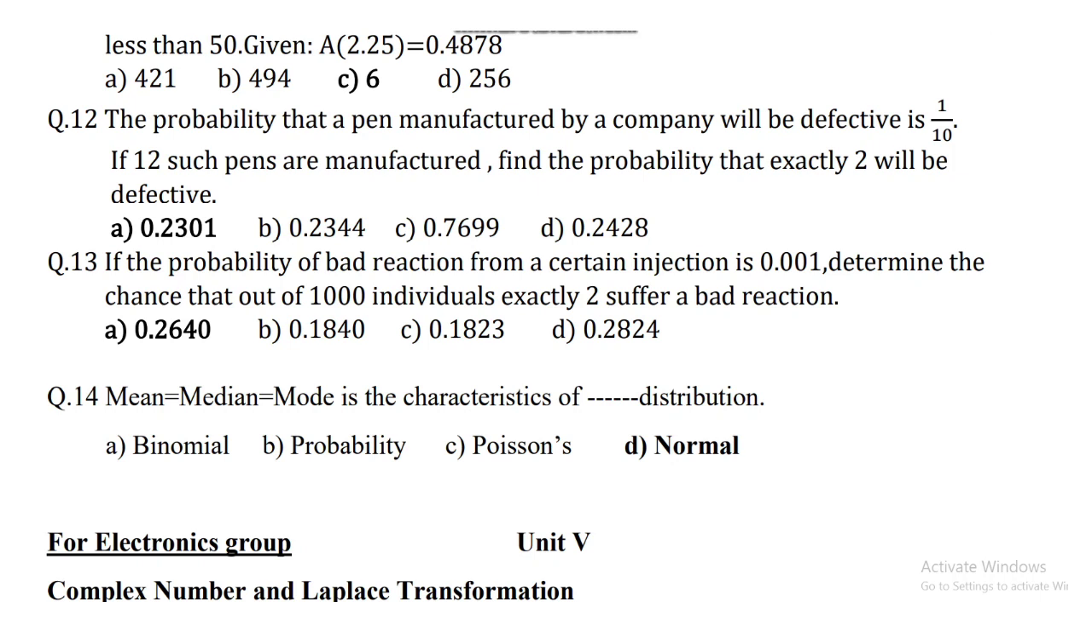Question number 13 is, if the probability of bad reaction from a certain injection is 0.001, determine the chance that out of 1000 individuals exactly 2 suffer a bad reaction, and the answer is 0.2640. Last question is, mean is equal to median is equal to mode is the characteristic of what distribution? It is the characteristic of normal distribution.